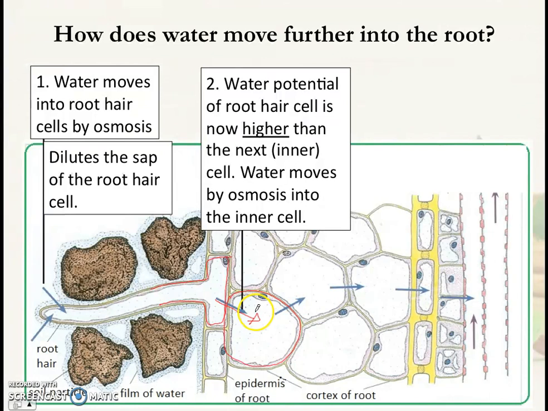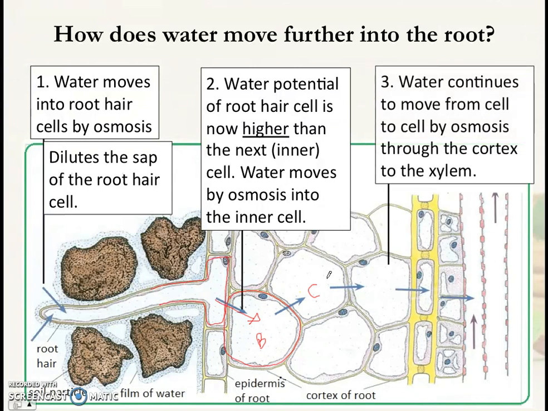What happens next is a chain reaction. Look at this. When water enters this inner cell, it causes the water potential of this cell to increase. So the water potential of this cell, let's call it B, cell B's water potential is now going to be higher than the water potential of cell C. So water will move from a region of higher water potential in cell B to cell C. And water continues to move this way from cell to cell. So from C, it'll move on to this cell, which is an inner cell, all the way through the cortex until it reaches the xylem. So that's how we explain how water moves from the soil solution into the xylem of the root.